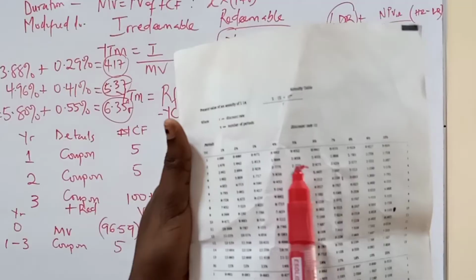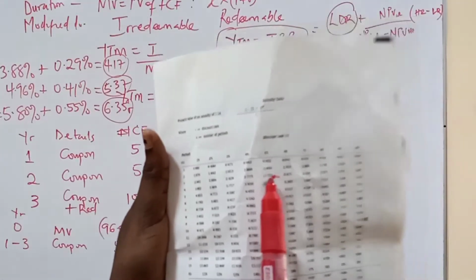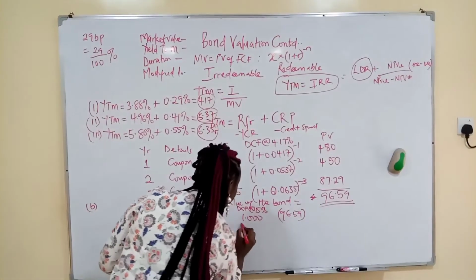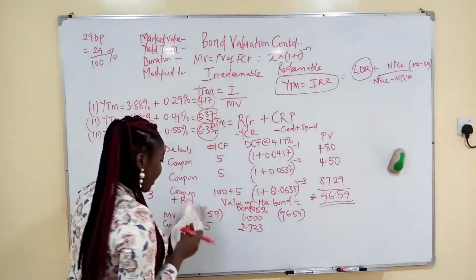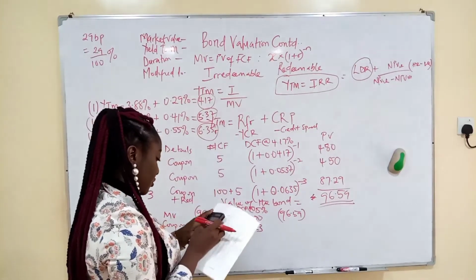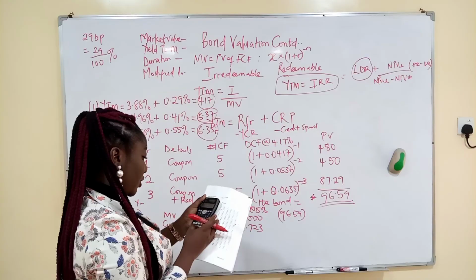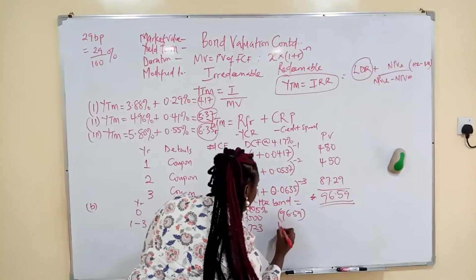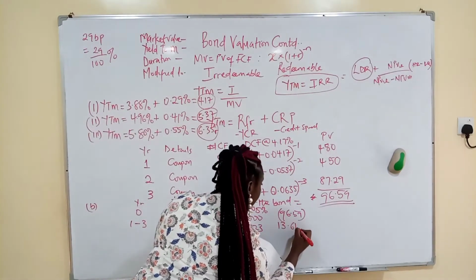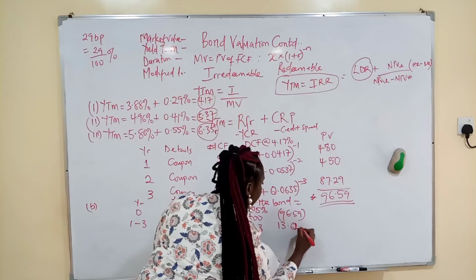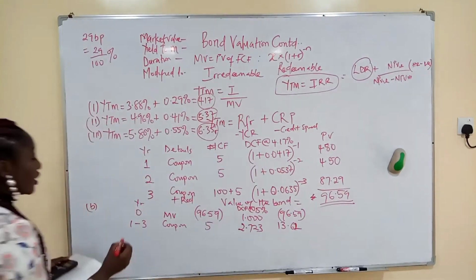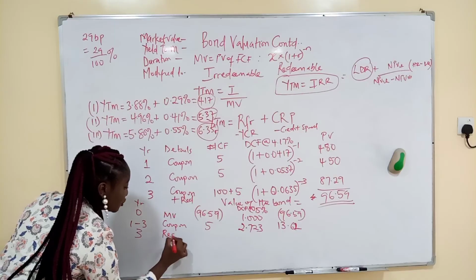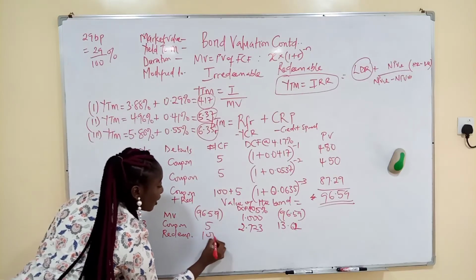That gives us 2.723, right? So we have 2.723 multiplied by 5. That gives us 13.615, or just say 13.62. Then at the end of year 3, there will be redemption, right? Redemption at par, 100 naira.